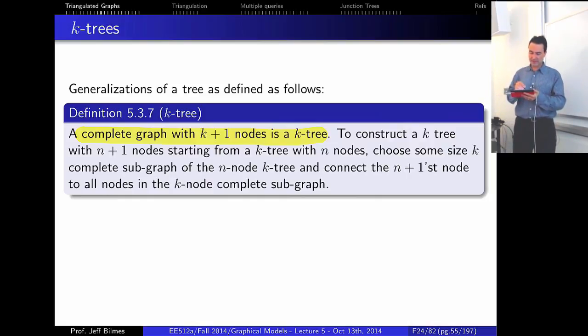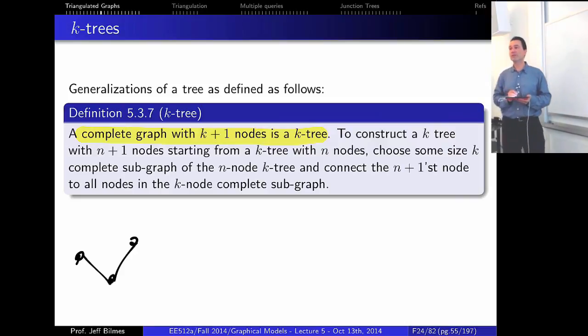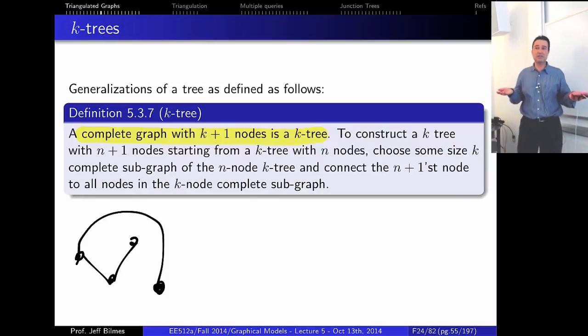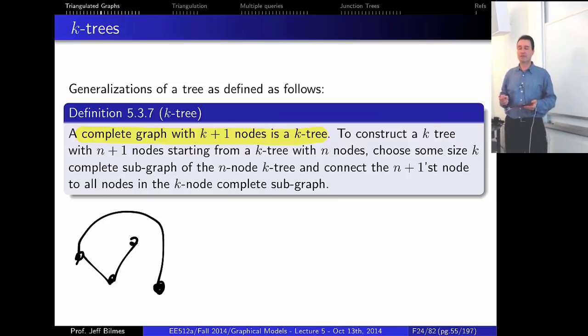So let's do this very quickly. How do we generate a 1-tree? Let's just start off with a tree. So there's a 1-tree with 3 nodes. To generate a 1-tree with 4 nodes, we take the new node and connect it to any existing set of nodes that are complete of size K equal to 1. So in this case, we can connect it to any one node. We could connect it to this node, or to this node, and we get different trees. But the point is, that's essentially a grammar, a way of generating all of the 1-trees.